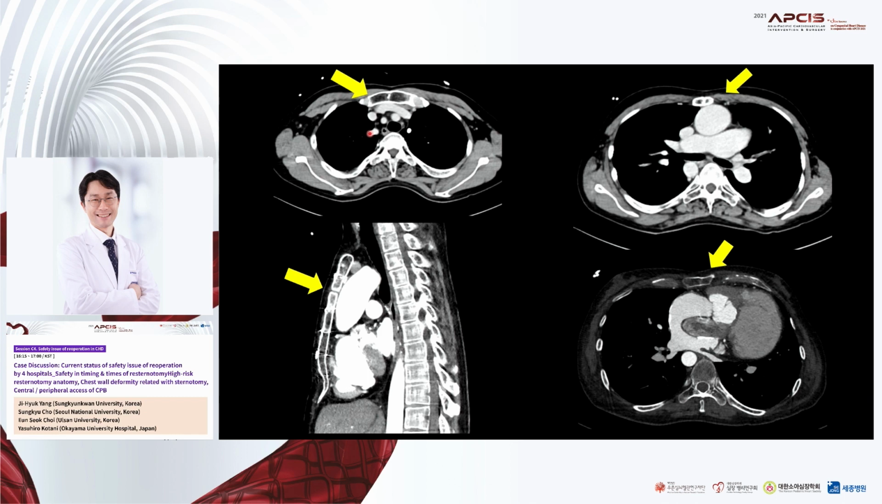From the preoperative CT, we can find the adhesion between the innominate vein and sternum. In addition, it can be seen that the aorta and switched atrium are attached to the sternum.